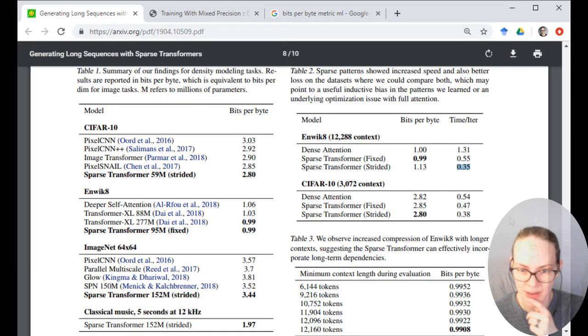And then speed, the sparse transformers are faster, which makes sense because there's fewer weights. And the strided transformer looks like it is always faster, or at least for these two specific problems, it is faster. And then the dense attention is slower, and again, that makes sense. They compute more weights.